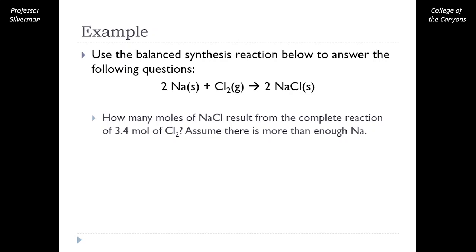We have a practice problem. If you have 3.4 moles of chlorine, how many moles of sodium chloride can be produced? Grab your paper, grab your pencil, try to write down that good answer.